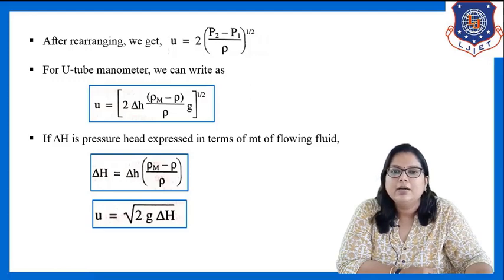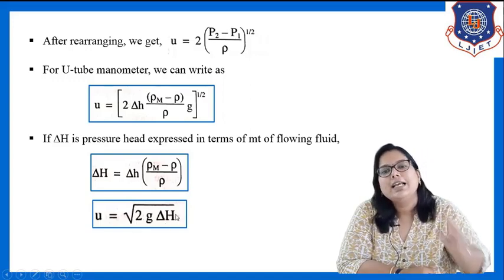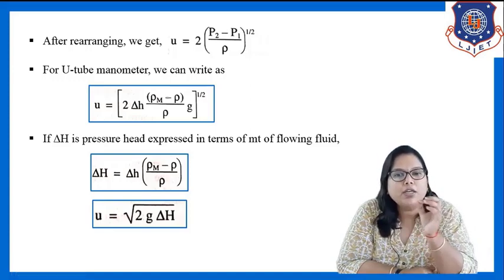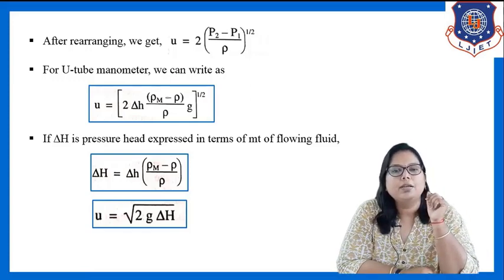Understand what I have done? In this u equation, 2 is as it is, and this small delta h into rho m minus rho upon rho, this whole term is replaced with capital delta H. So, the equation of velocity now becomes u is equal to under root of 2g capital delta H. This capital delta H is a pressure head which is expressed in terms of meter of flowing fluid. But this velocity equation is by considering that there is no friction loss, but friction always exists.